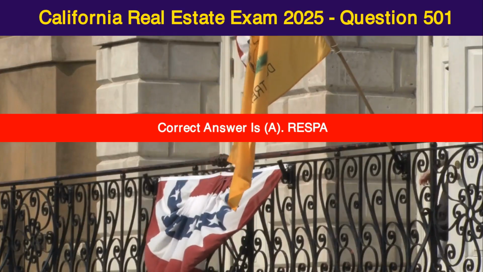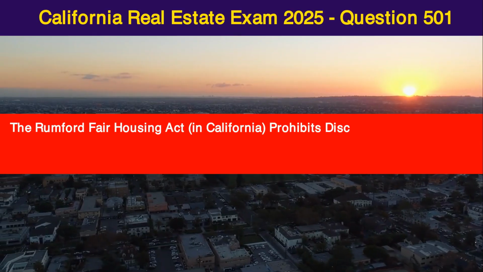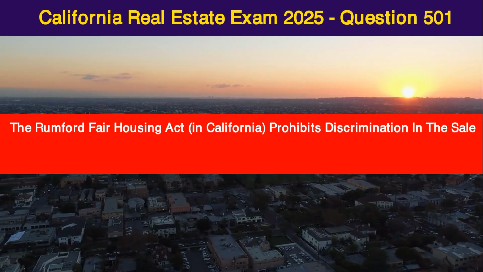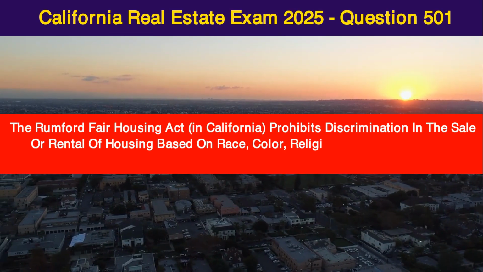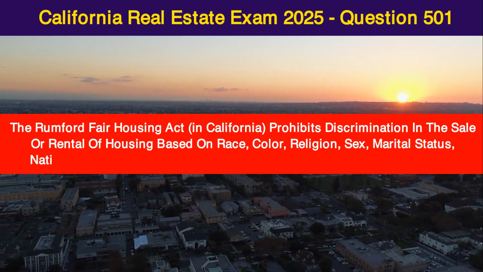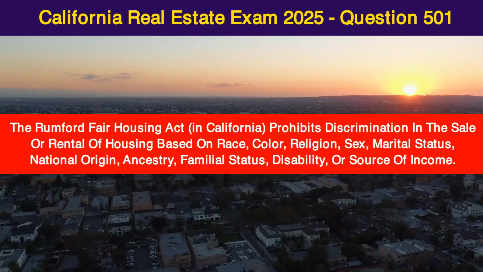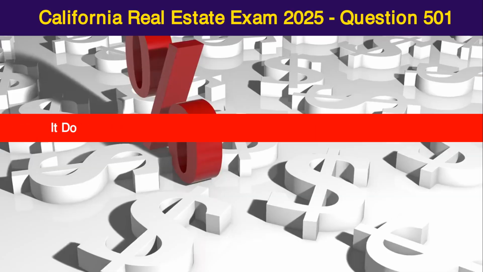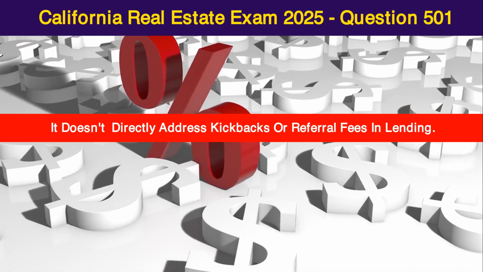Correct answer is A. RESPA. The Rumford Fair Housing Act, in California, prohibits discrimination in the sale or rental of housing based on race, color, religion, sex, marital status, national origin, ancestry, familial status, disability, or source of income. It doesn't directly address kickbacks or referral fees in lending.